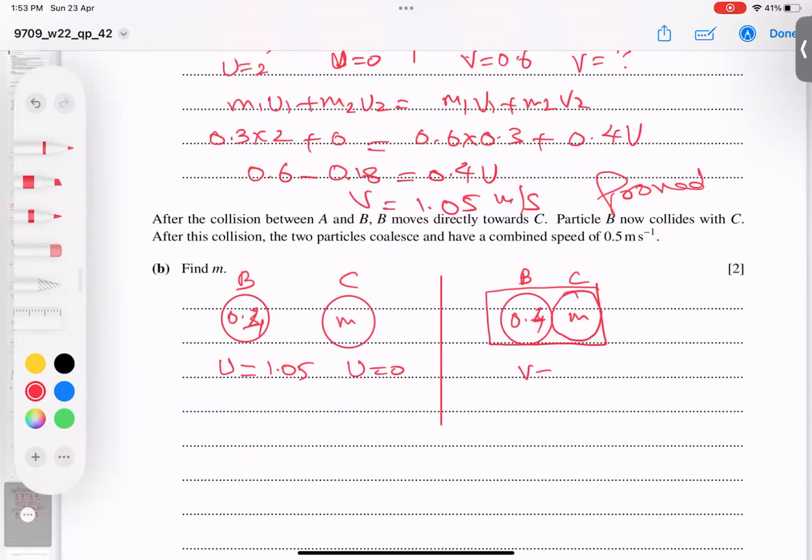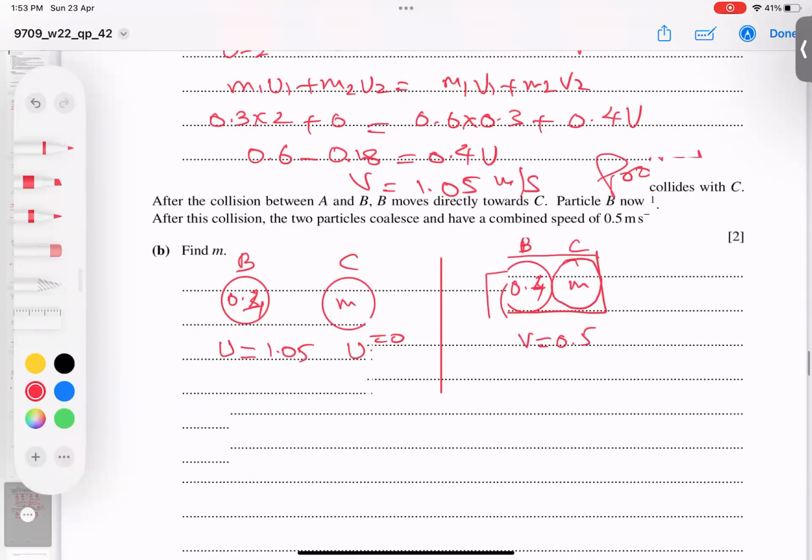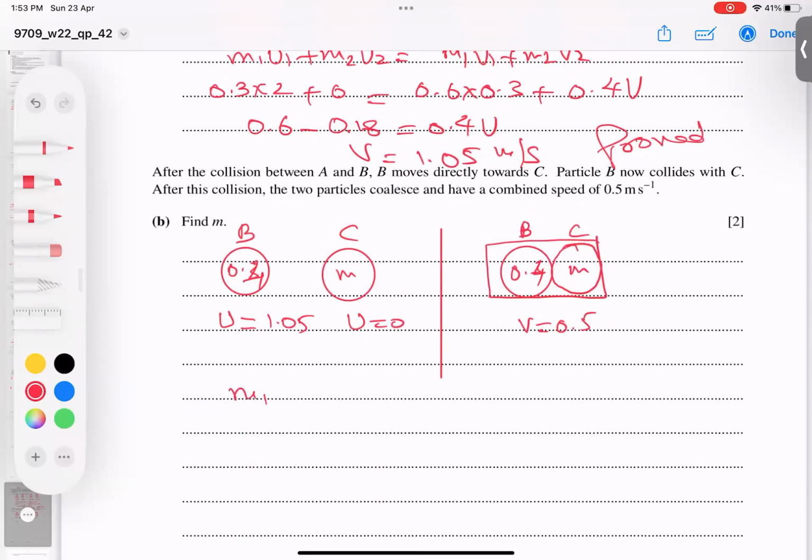So combined velocity 0.5. And what is the formula, student? M1 U1 plus M2 U2 is equal to M1 V1 plus M2 V2. But because the velocity is the same, I will take the velocity common out and the mass will stay in the bracket. So it will behave like this: (M1 plus M2) times 2V.